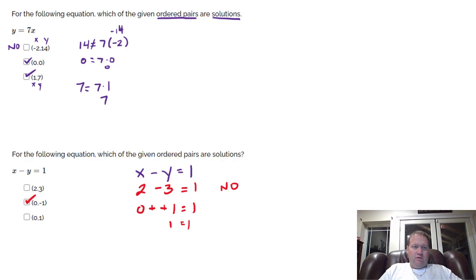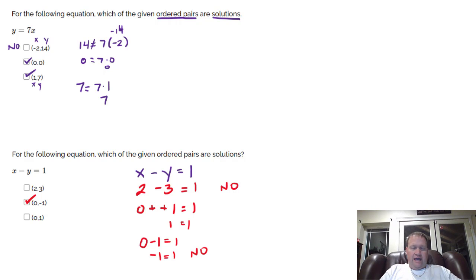And let's try this last one, x minus y, which would be 0 minus 1 equals 1, and that's a negative 1 equals 1. Those two things are not the same. So in this case, there's only one answer that's an ordered pair on the line.